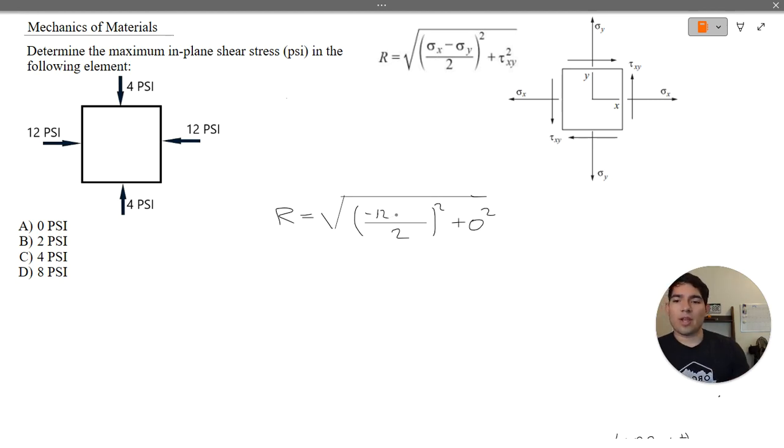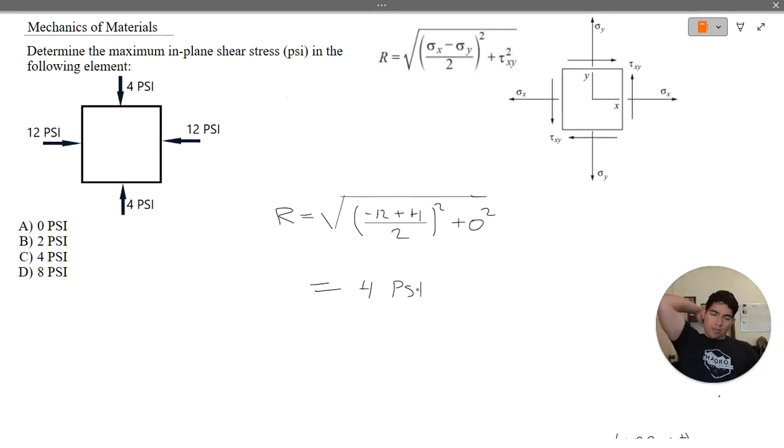And then for the next one, the 4 psi, that one is also in compression, so it's also going to be negative. So in this case, it would be minus negative 4. So we're going to do plus 4. And then once you solve that, you're going to get that the answer is 4 psi.